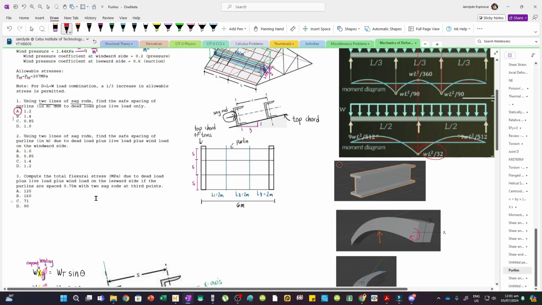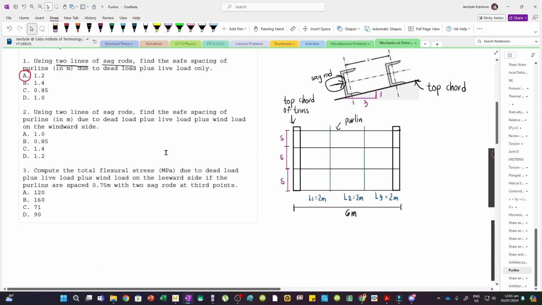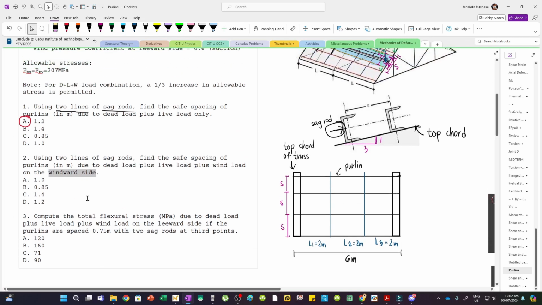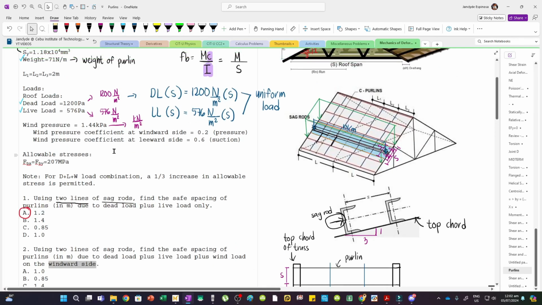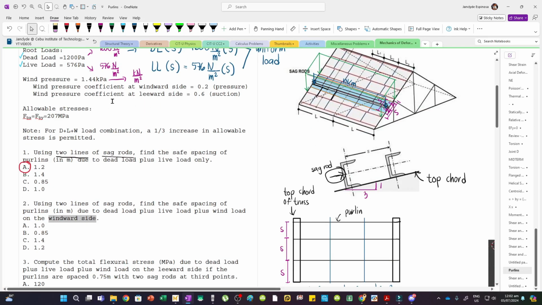Yan. Now, for number 2, using 2 lines of sag rods, find the safe spacing of purlins due to dead load plus live load plus wind load on the windward side. Now, let's try to check the windward side. For the windward side, we have a coefficient of pressure equal to 0.2. So, we're gonna use 0.2. And then, let's try to analyze wind loads.